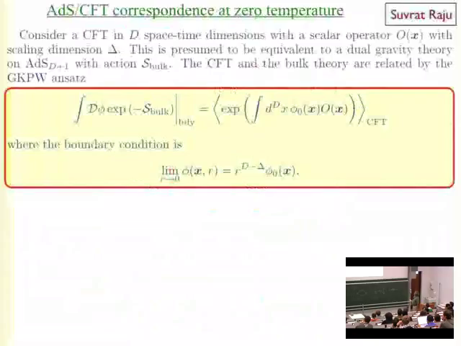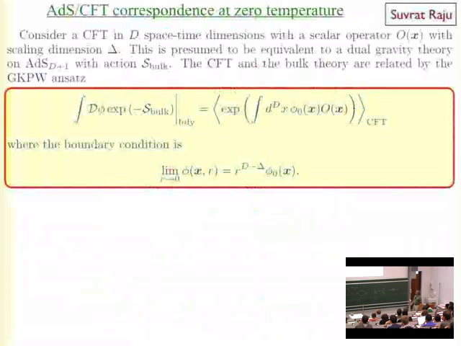is this basic rule called the GKPW ansatz, Gubser, Klebanov, Polyakov, and Witten, between the correlation functions of some operator O(x) in the CFT, where phi naught is a source of this operator O(x), and the theory in the bulk. So once I know this, I know all the correlation functions of the CFT, in principle. And it turns out that for every operator O(x), there's a field phi(x) that lives in the bulk. And as r goes to zero, the limit of this field phi as it approaches the boundary is r to the power d minus delta, where delta is the scaling dimension of O, times phi naught(x), which is the source. So this is the basic rule from which you can construct a huge amount of information.